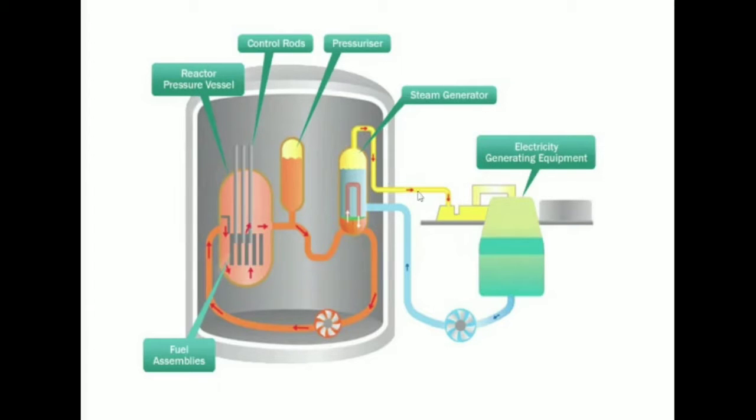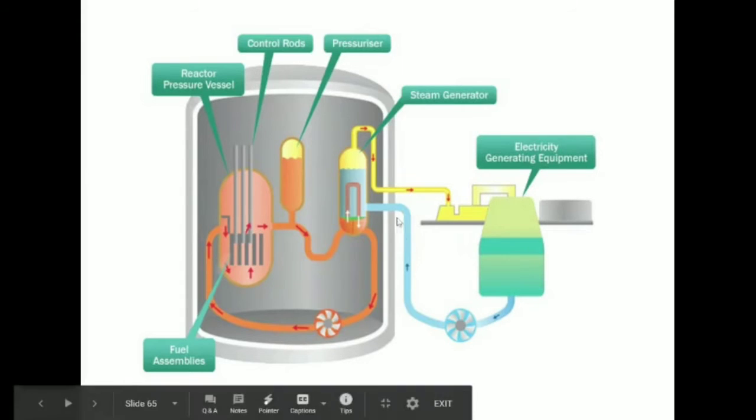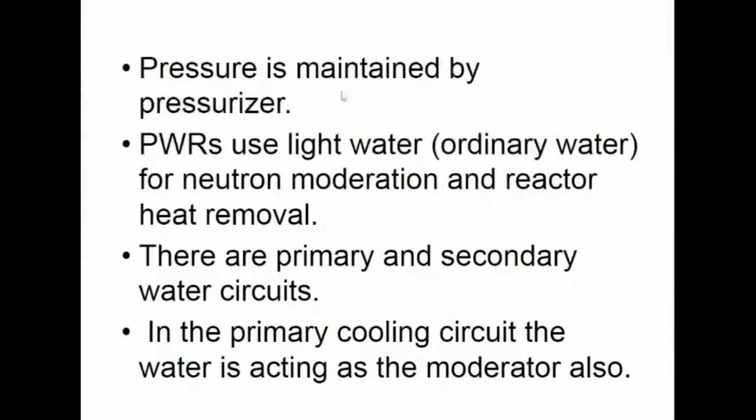The steam produced is supplied to a turbine. The turbine drives the generator, generating electricity. Steam after use in the turbine goes to the condenser. Condensed water is again going to the heat exchanger. So pressure is maintained by the pressurizer. The pressure has to be increased in order to avoid the boiling of water. So pressure is maintained by means of a pressurizer.